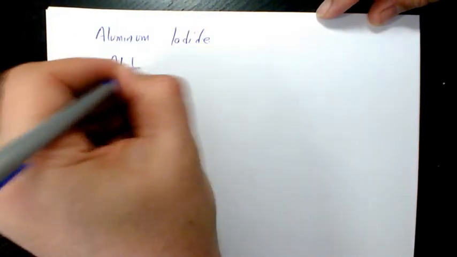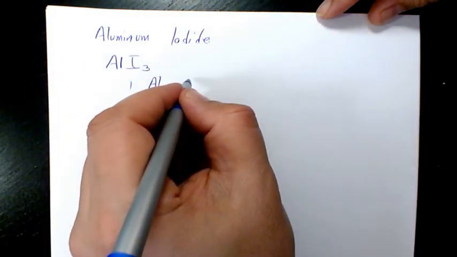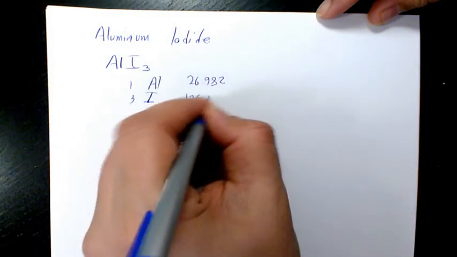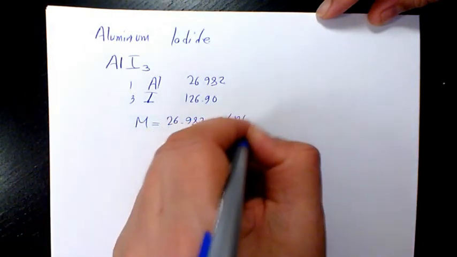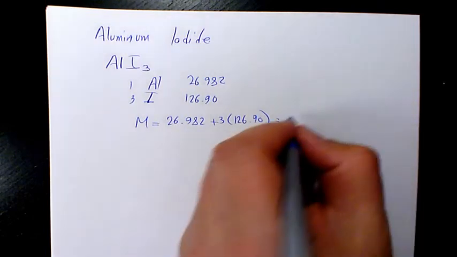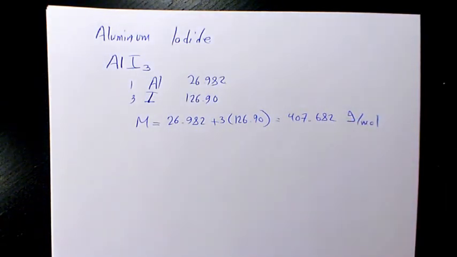Next one is aluminum iodide, which is written as AlI3. We have 1 atom of aluminum, 3 atoms of iodine. Aluminum is 26.982 and iodine is 126.90. So molar mass is going to be 26.982 plus 3 times 126.90. That's going to be 407.682 grams per mole. That's the molar mass of aluminum iodide.